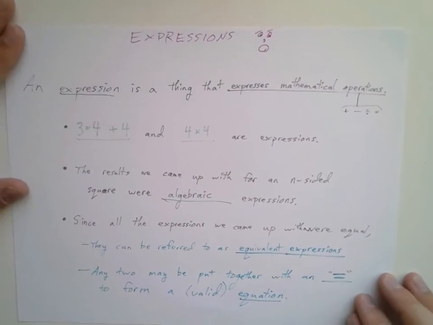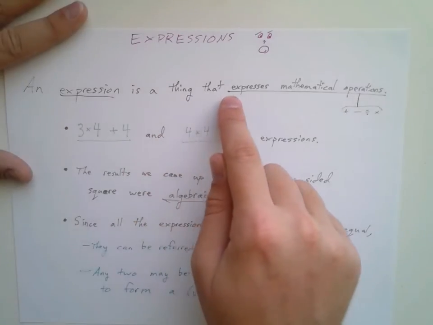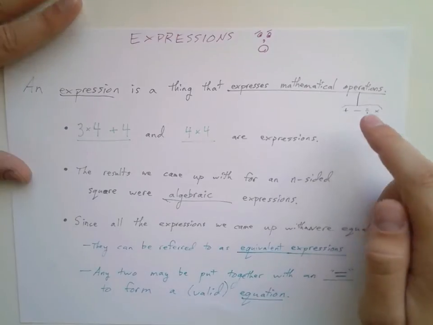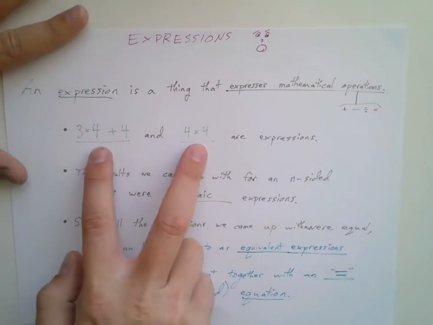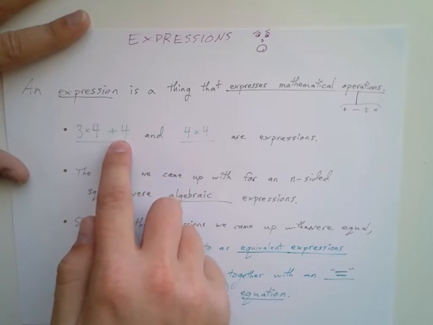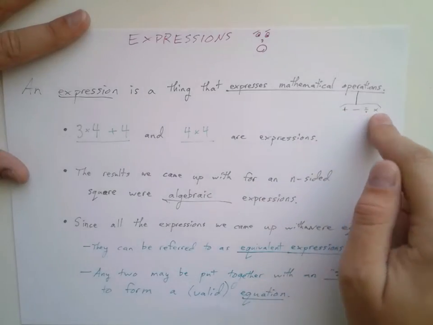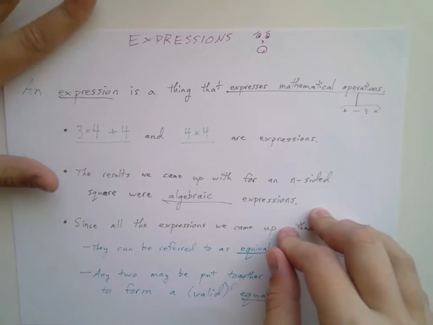Okay, expressions. An expression is a thing that expresses mathematical operations. That might sound a little confusing, but here's a couple examples. 3 times 4 plus 4. It's got operations. That's adding, subtracting, multiplying, dividing. If it's got that stuff in it, it's probably an expression.